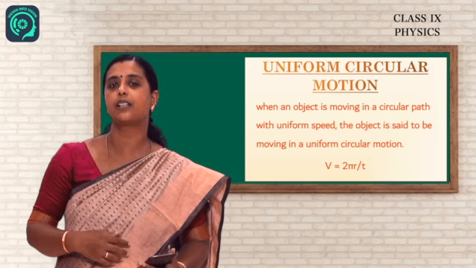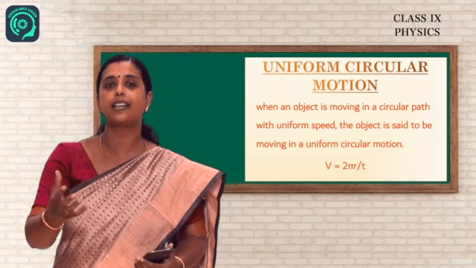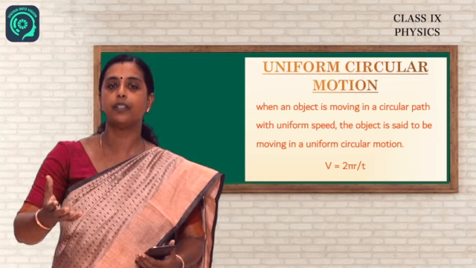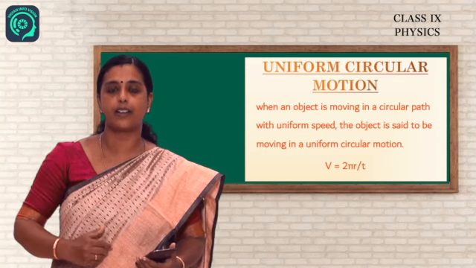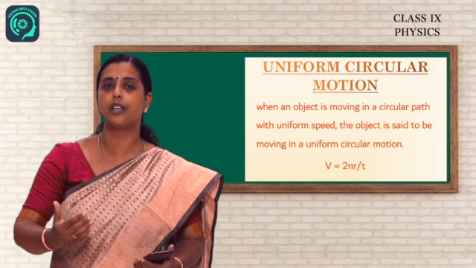Some other examples of circular motion are the motion of a satellite around the earth and the motion of a cyclist in a circular track. All these are examples of circular motion.